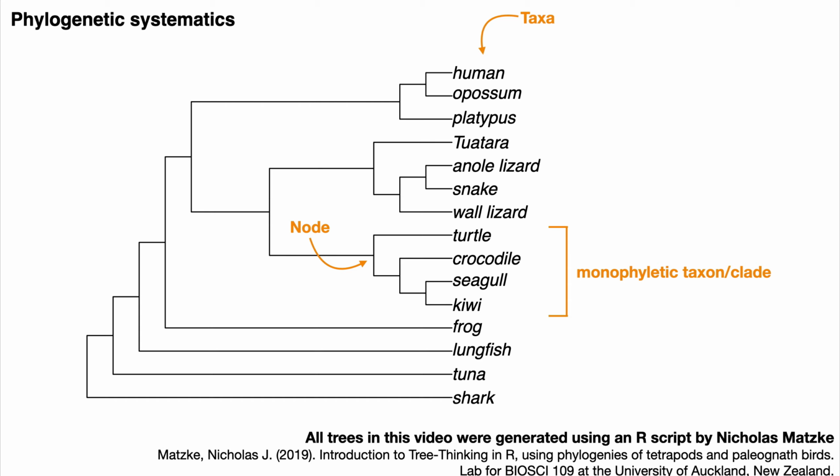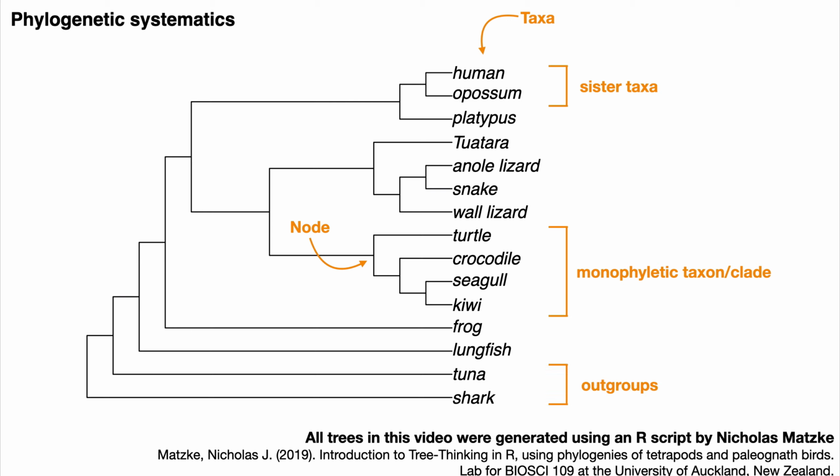Right above that, there's another monophyletic group, the one between tuatara and wall lizard, and also the mammals up at the top from human to platypus. Those also form clades. So these are the kinds of relationships that we're looking to understand. Natural groups that are related by genes. Some other terminology. When you have 2 species that are one another's closest relative, we call them sister taxa. The anole lizard and snake are also sister taxa, as is the seagull and kiwi.